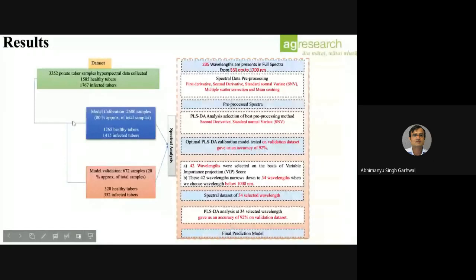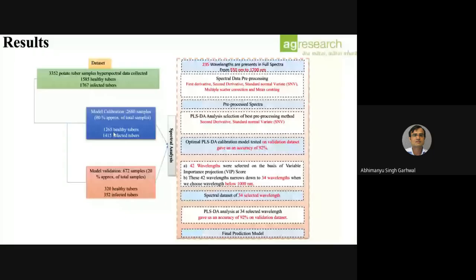So that's the calibration process, 3352 potatoes. This is the calibration data set, 2,600 samples, out of which 1,265 are healthy tubers and 1,415 are infected tubers. After that, we did model validation on 672 samples. That means 20% of the total sample: 320 healthy tubers and 352 infected tubers. So it's always a mix of more than 50% diseased and healthy tubers.